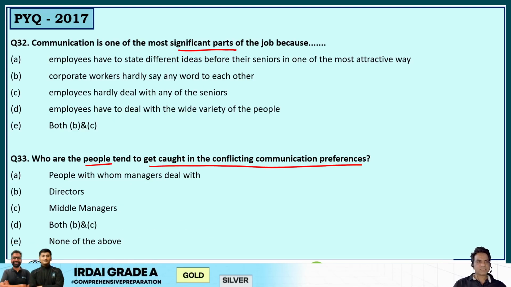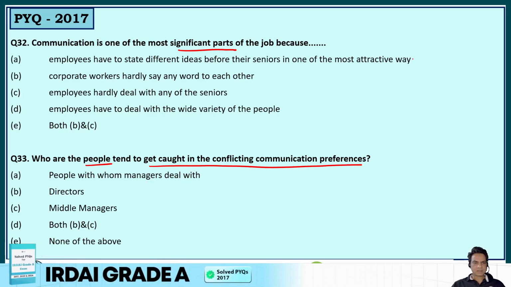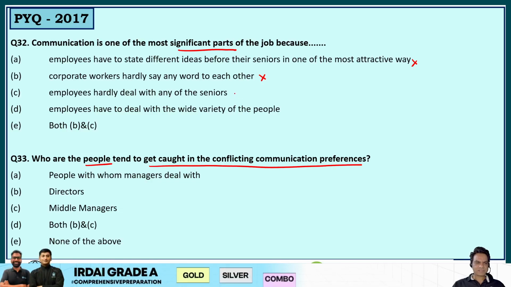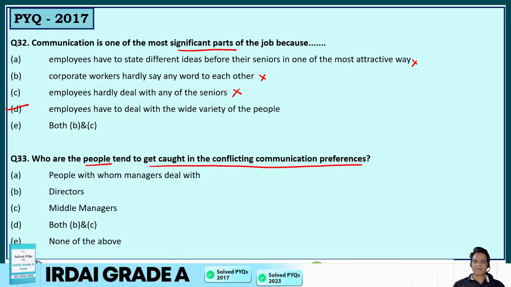Next question, guys. Question 32. Communication is one of the most significant parts of the job because employees have to state different ideas before their seniors in one of the most attractive ways. No. Corporate workers hardly say any word to each other. No. Employees hardly deal with any of the seniors. No. Employees have to deal with a wide variety of people. Yes, option D is your correct choice, guys. Because we noted that employees have to deal with a wide variety of people.